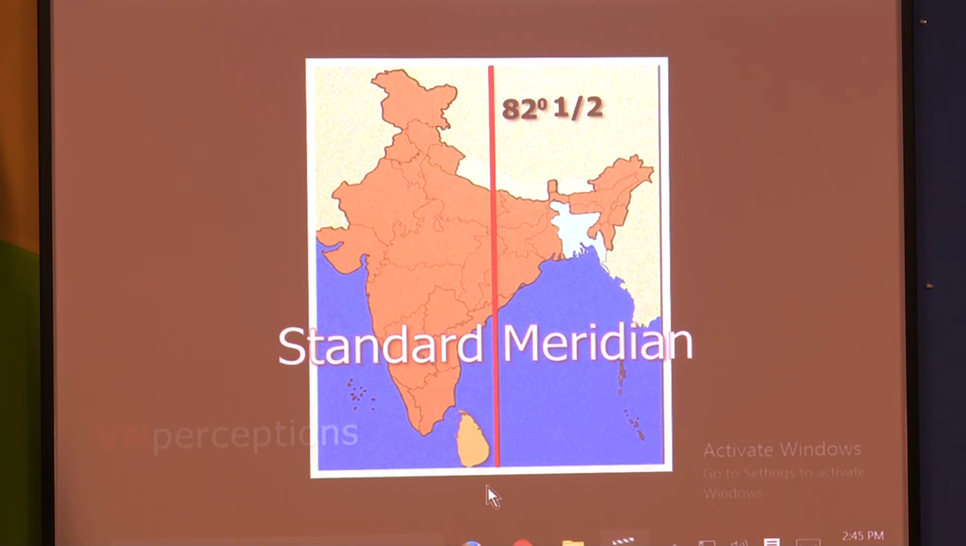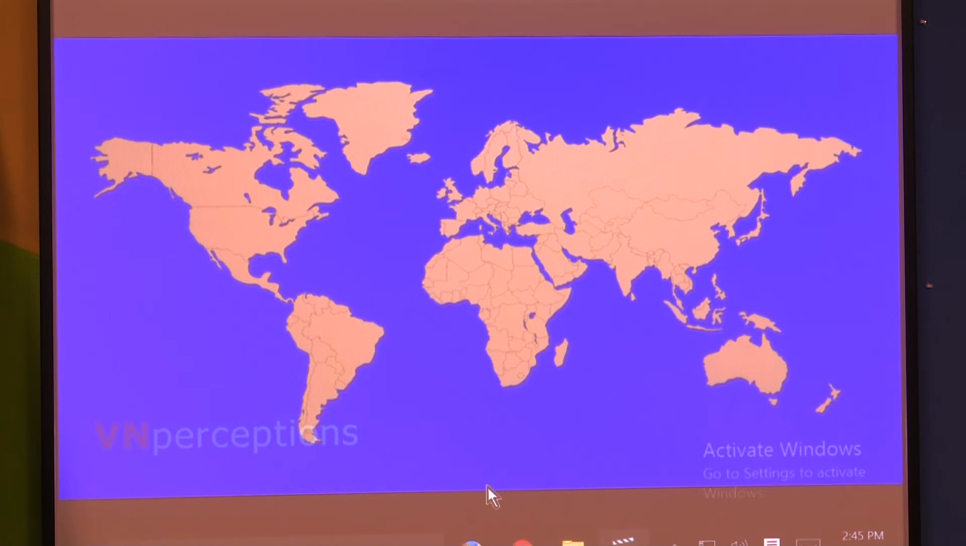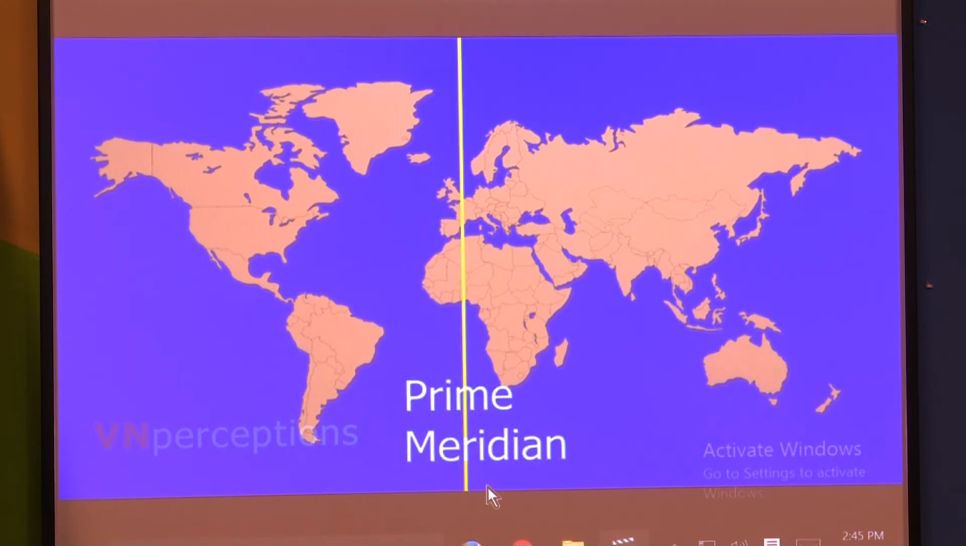Many countries that are big in size have multiple standard times. Now, different countries have different standard times. Again, this would cause confusion. So, in order to maintain international uniformity, one uniform time corresponding to the prime meridian is adopted by all countries. And this is called Greenwich Mean Time or GMT.